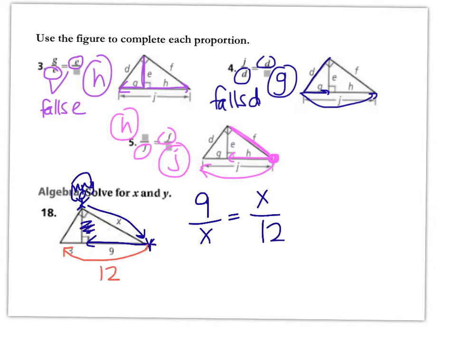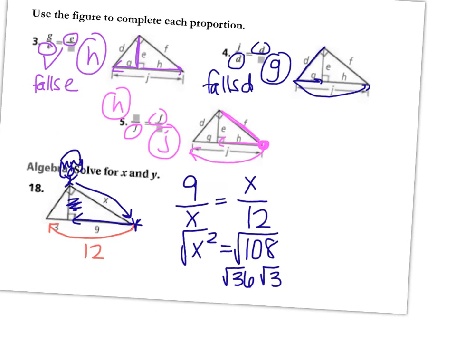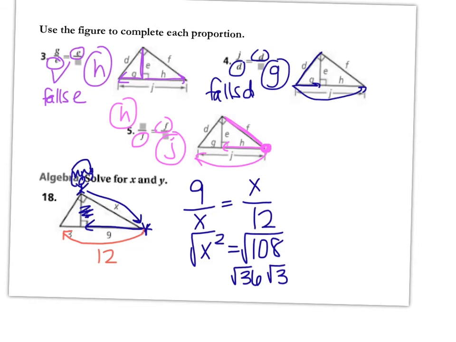Then from here you have to solve these like we were doing at the beginning. X times X is X squared. 12 times 9 is 108. Take the square root of that, and you have to find something that goes into it. I know off the top of my head that 36 goes into that 3 times. You might have to take your calculator out and divide a couple times to find something that works. But that's the biggest thing, so we're going to go with that one. So then this is 6 radical 3 for X.